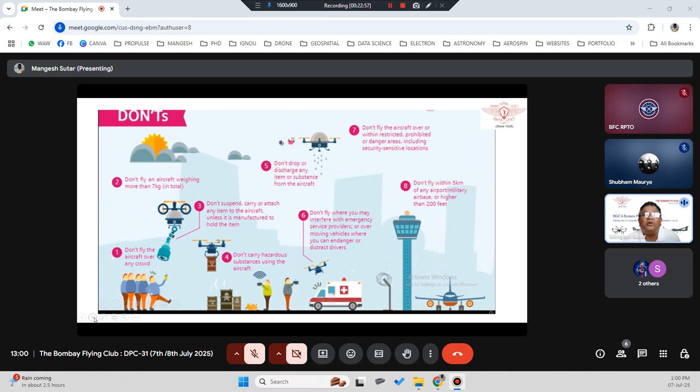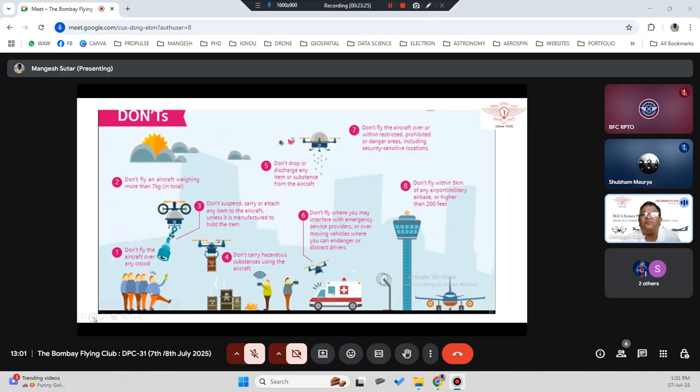Do not drop or discharge any item or substance from the aircraft. Do not fly where you may interfere with emergency service providers or moving vehicles, where you can endanger or distract drivers. A lot of people have done this kind of thing in the past, which has caused a lot of trouble, disturbance and accidents also. So don't fly your drone near any kind of vehicle.